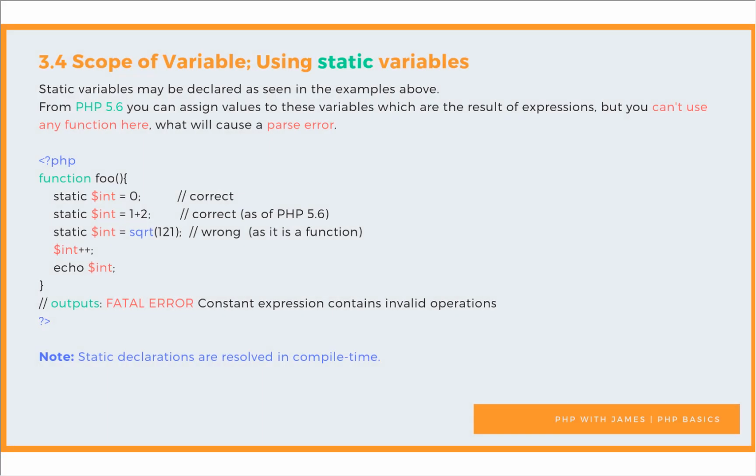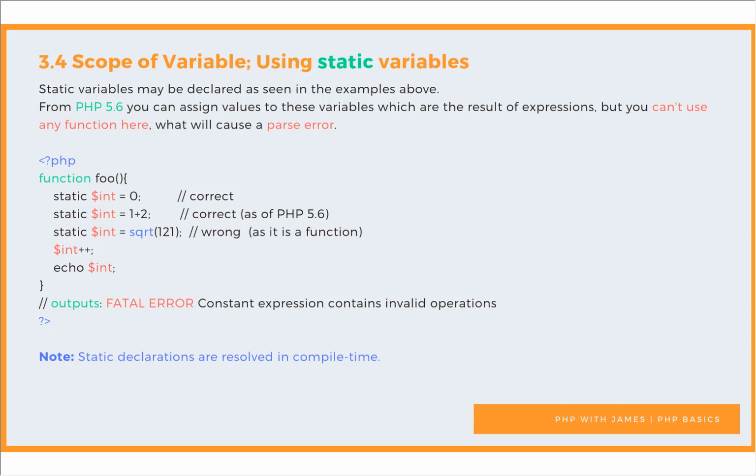So moving on, scope of variable using static variables. Static variables may be declared as seen in the example above. From PHP 5.6, you can assign values to these variables which are the result of expressions, but you can't use any function here, as it will cause a parse error. So look at the example that will make it clear.